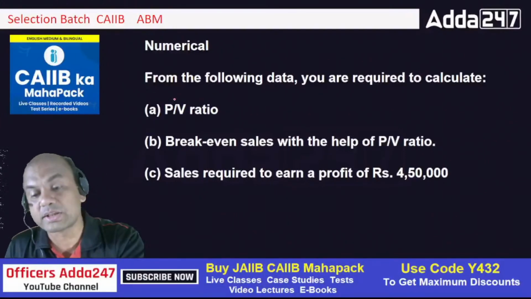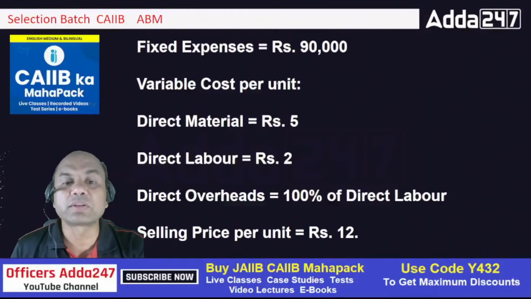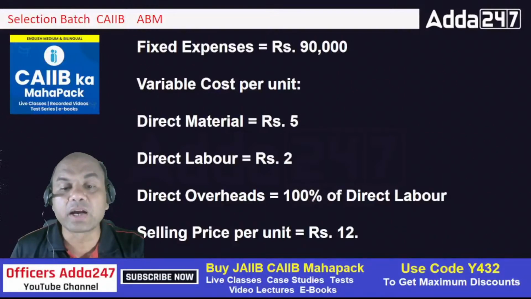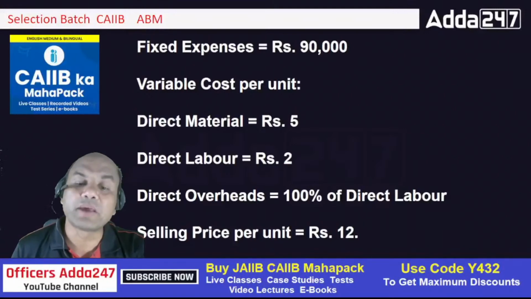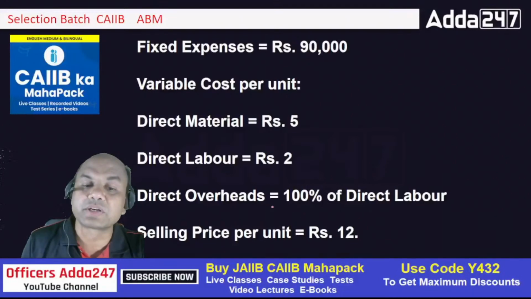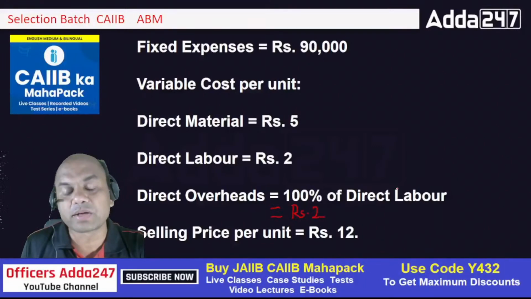Okay, so let's start. What is the data given? Fixed cost is 90,000. Variable cost per unit: direct material 5, labor 2 rupees per unit. And direct overheads equal 100% of the direct labor. So 100% of the direct labor means what? If I am having direct labor as rupees 2, then 100% of this will again be rupees 2. So instead of giving it as rupees 2, they have mentioned it as 100% of the direct labor.